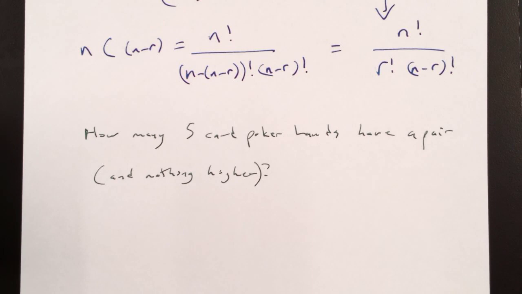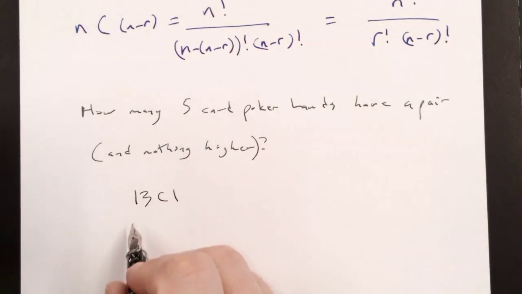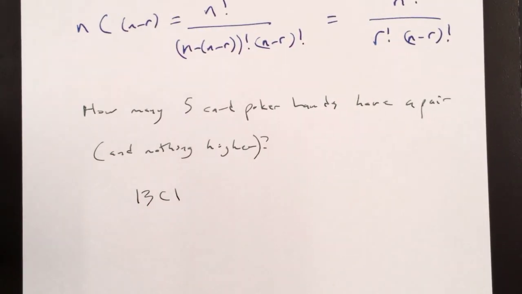A pair means I have two of the same value. How many values are available to me in a deck of cards? There are 52 cards. There are only 13 values, right? 4 aces, 4 twos, 4 fives, 4 jacks. Those are the values. So I need to pick one of them to be my pair. There are 13 C 1 ways to pick a value. Pick a value, any value.